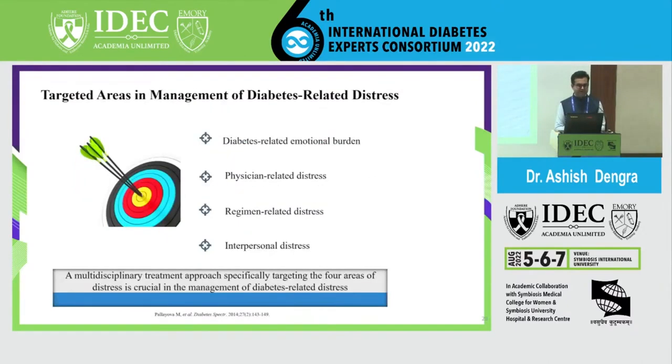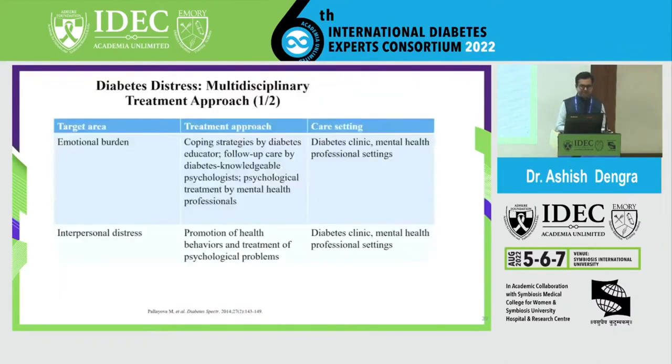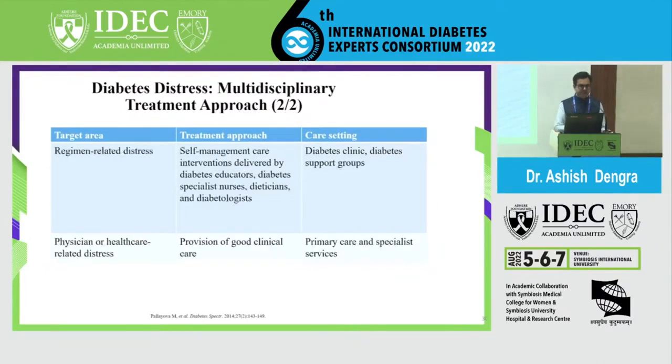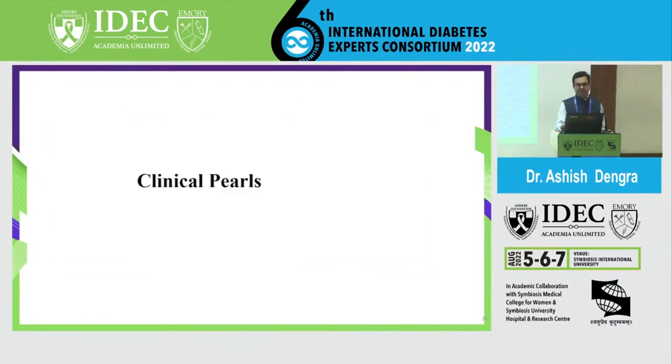So targeted areas are diabetes-related emotional burden, physical stress, regime-related stress, and interpersonal distress. So the multidisciplinary treatment approach, which I have told you, is specifically targeting the 4 areas of distress. They are very crucial for diabetes-related distress management. So the multidisciplinary approach will take care of emotional burden, interpersonal distress, regime-related distress, and physician or healthcare-related distress. So you have to make this treatment approach team.